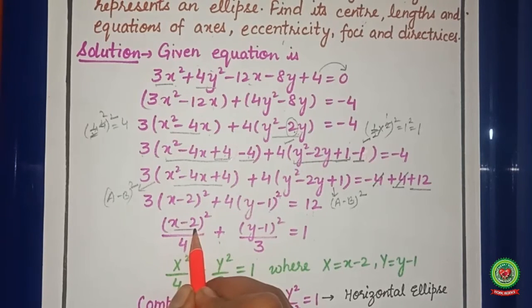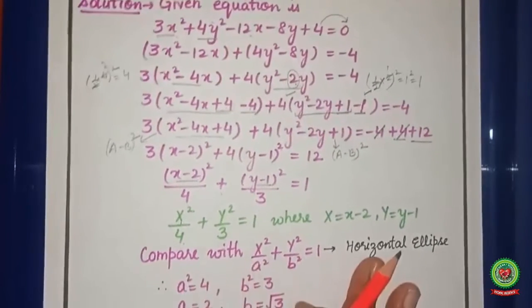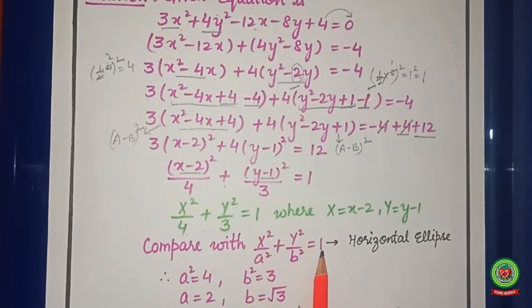Now, we have to reduce it to the standard form. So, x minus 2 can be taken as capital X. So, it becomes X square upon 4, and y minus 1 can be taken as capital Y, so Y square upon 3 is equal to 1. Now, we can compare it with the standard form, that is x square upon a square plus y square upon b square is equal to 1. This is a horizontal ellipse. So, we will apply all the results related to the horizontal ellipse to this ellipse.